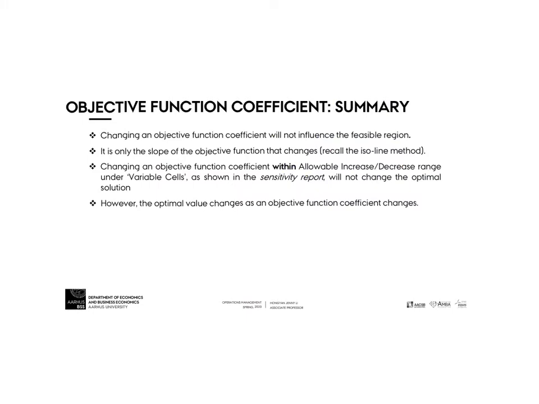Okay, now let's come to the summary about the objective function coefficient. Changing an objective function coefficient will not influence the feasible region. We talked about that. It's only the slope of the objective function that changes. Changing an objective function coefficient within the allowable increase or decrease range under variable cells, as shown in the sensitivity report, will not change the optimal solution. So highlight the allowable increase and decrease in the sensitivity report. However, the optimal value changes. So that's several important hints you should remember.